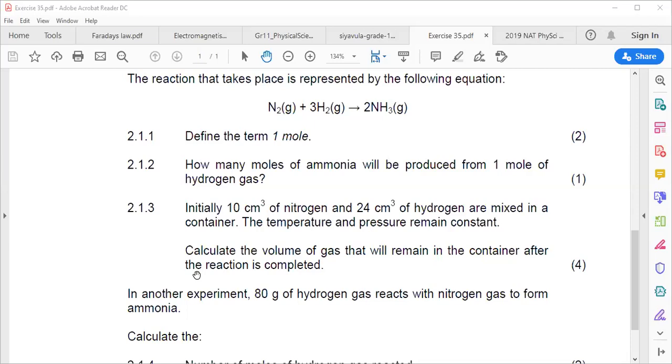Can someone explain what do you understand by this question here? What do you understand by this question? What does the question want from us?